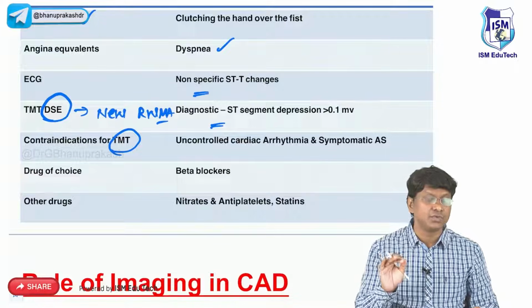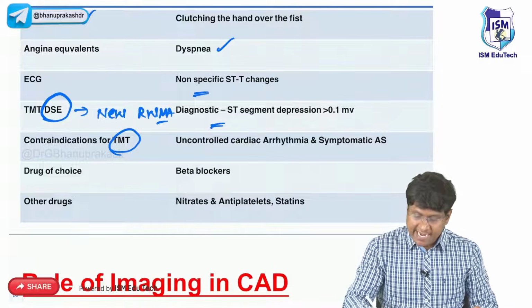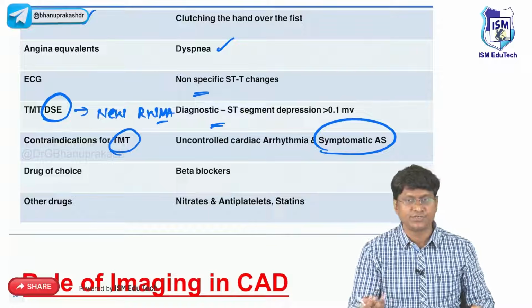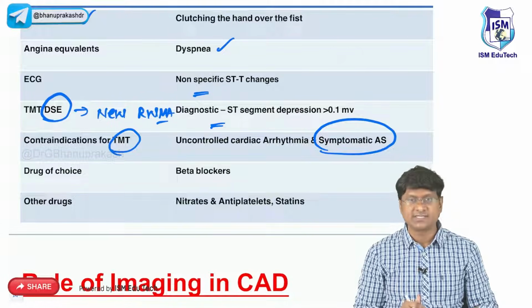Number one, uncontrolled cardiac arrhythmias like ongoing VT/VF. Don't do a treadmill test, right? And if the patient has symptomatic aortic stenosis, in the form of a syncopal attack, angina or dyspnea, don't do the treadmill test, okay?